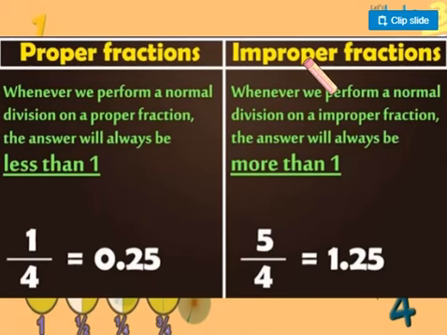Proper fractions. Whenever we perform a normal division on a proper fraction, the answer will always be less than 1. Over here, if we divide 1 by 4, the answer would be 0.25. But for improper fractions, whenever we perform a normal division, the answer will always be more than 1. Such as if we divide 5 by 4, the answer would be 1.25.